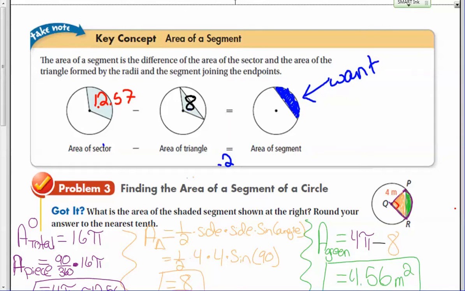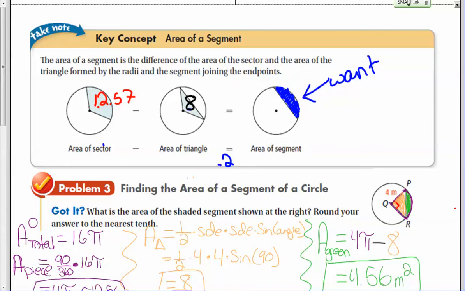All right, so in these questions, we're going to look at the area of a segment. And I know that when we think of a segment, we normally think of a line segment, but in this case, we want a segment of a circle. The segment of a circle is actually this blue piece right here.